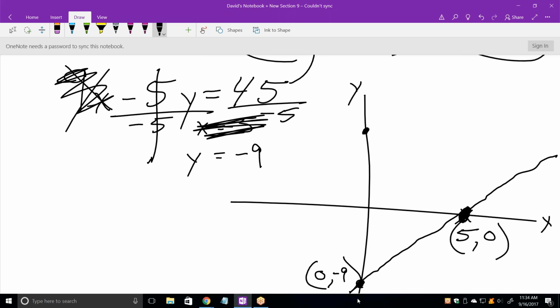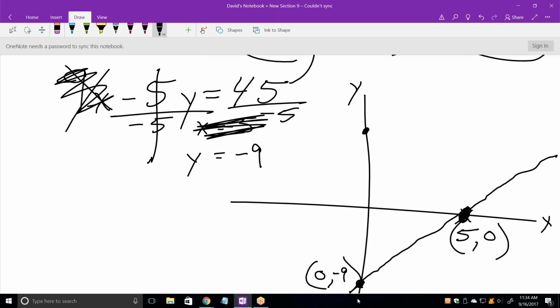Let me write this down. Any 2 points will do, but the x and y-intercepts are particularly easy to solve for when you have an equation in standard format, which this was. We started out with 9x minus 5y equals 45. That's standard format. It's usually pretty easy to figure out the x and y intercepts, and then you just connect the two dots. And that's your graph.